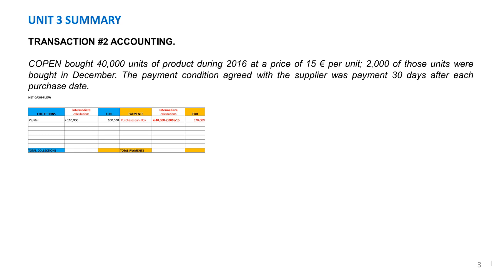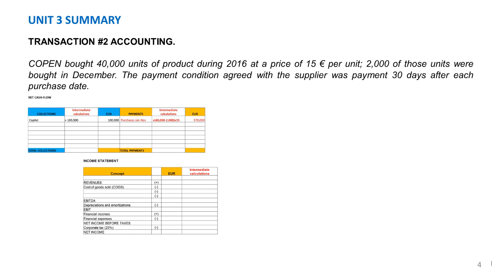Regarding cash flow, that's to say collections and payments, Copen paid up the purchases corresponding to the period January-November. This is because, in accordance with the payment conditions agreed with the supplier, December purchases are paid in 2017, 30 days after the purchase date, and therefore outside 2016, which is the period under analysis. But this transaction has no effect on the income statement, since there are no incomes or expenses related to it.